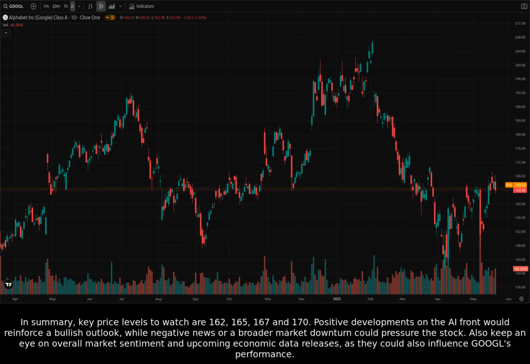In summary, key price levels to watch are 162, 165, 167, and 170. Positive developments on the AI front would reinforce a bullish outlook, while negative news or a broader market downturn could pressure the stock. Also keep an eye on overall market sentiment and upcoming economic data releases, as they could also influence GOOGL's performance.